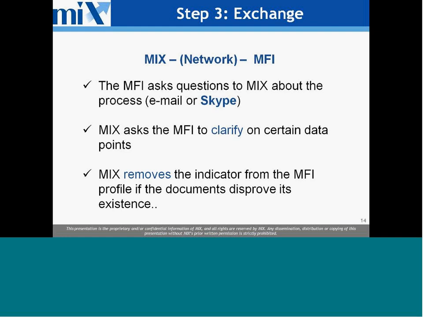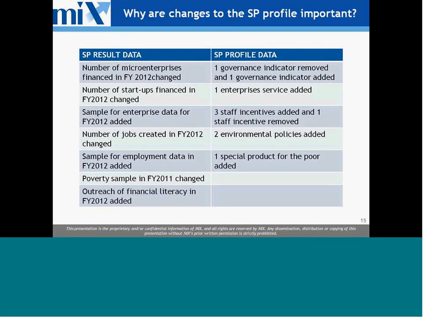This summarizes the changes made to an actual MFI's SP data as a result of the desk review process. On the left side, we see the quantitative SP data, what we call SP results data, the MFI submitted as part of the annual MIX data collection. On the right side are changes made to the MFI's qualitative indicators, what we call SP profile data, as I've been saying. And in that case, 8 points were added and 2 were removed.